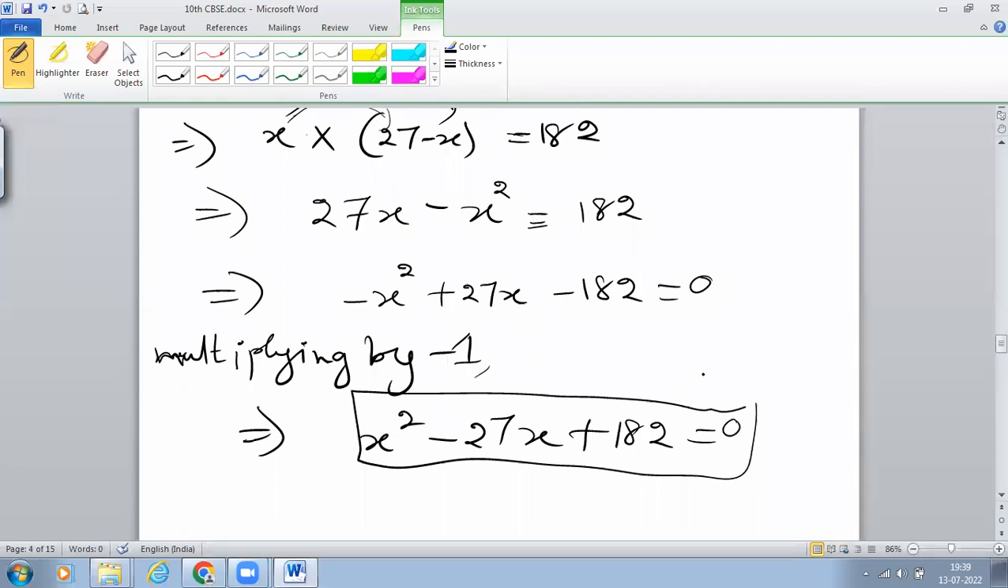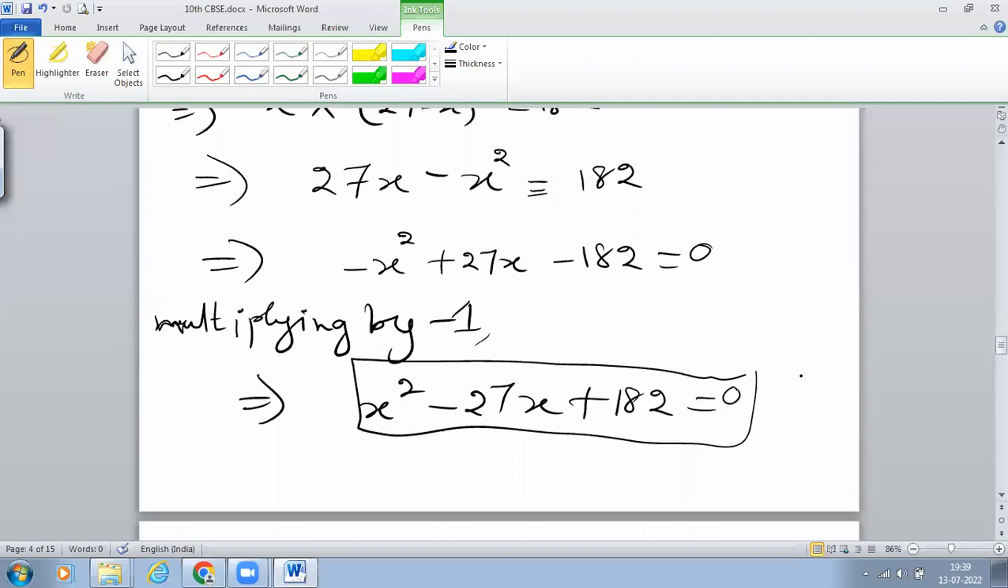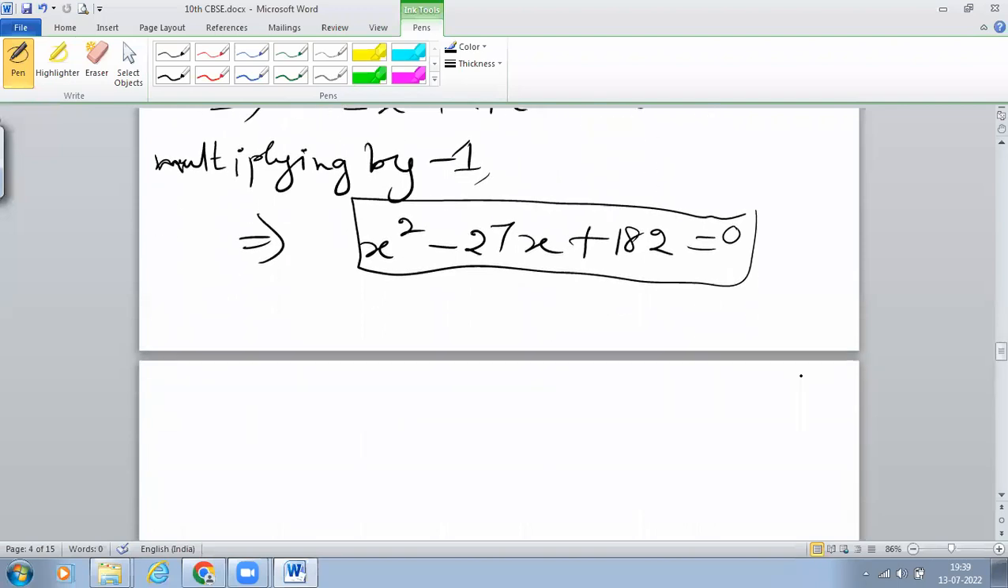Done, sir. Now we have to solve this equation to find the value of x. For that, first we have to write what a, b, and c are. Here a is the coefficient of x square, which is 1. What is the value of b, the coefficient of x? Minus 27. What is the value of c? 182. C is equal to 182.